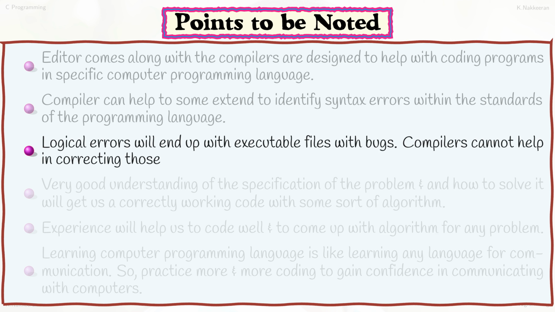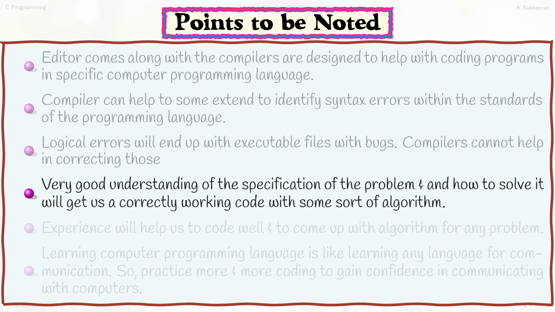Logical errors in coding are like wrong instructions or an algorithm that is not meeting the required spec of the given problem. For example, in the Hello World C program, typing the string Hello World with a spelling mistake. Another example is, in place of multiplying two numbers, the numbers are added up. Compilers cannot help with correcting logical errors. Computer programs written with logical errors will end up with executable files with bugs.